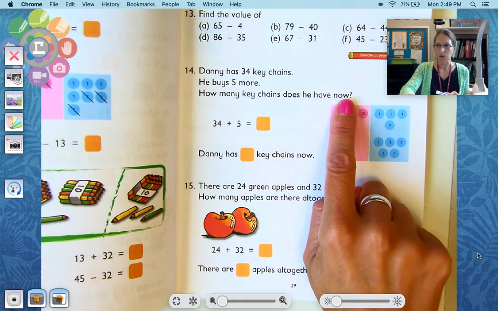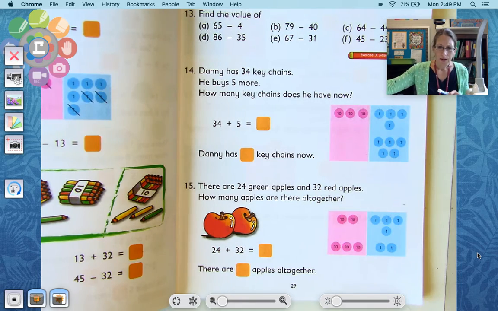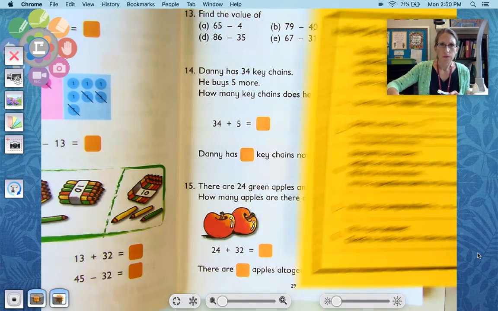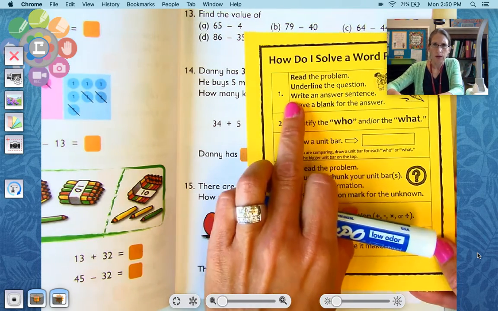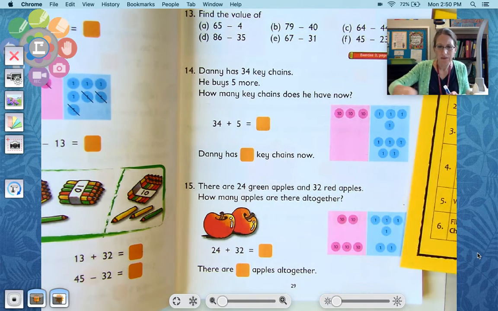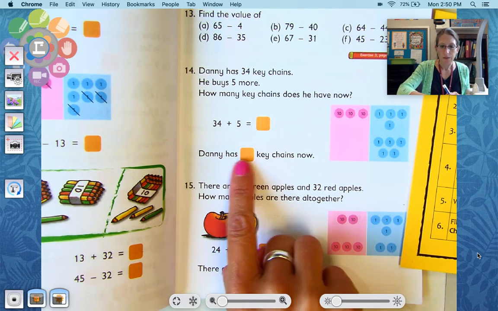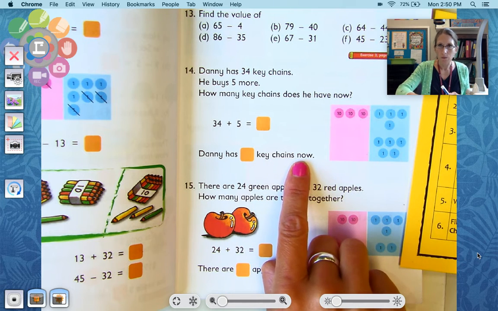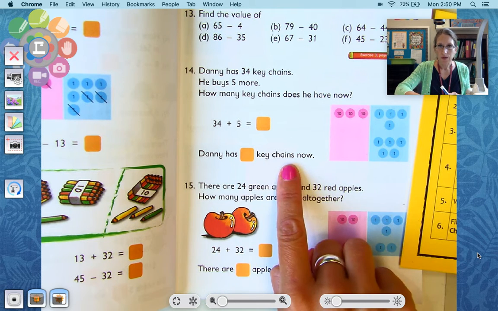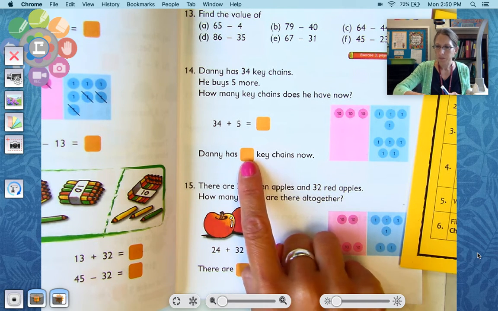We've underlined the question. And then it says to write an answer sentence. So the next step here is we have to write an answer sentence, but they've already given us the answer sentence down here. And they left a blank for us. Danny has blank keychains now. So they have our answer sentence. They've given us our little blank.